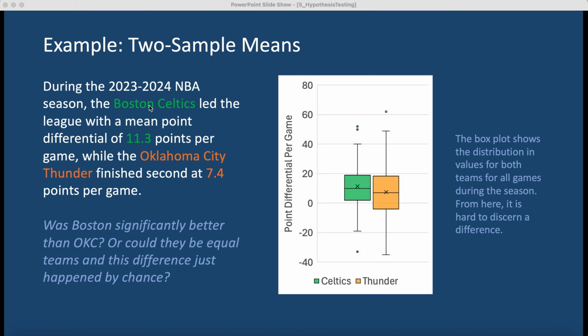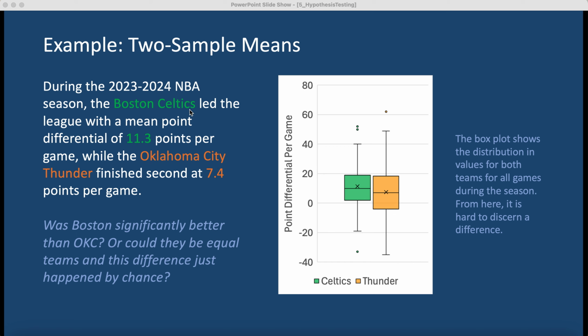And so the data we're looking at here is from the NBA. So we have the Boston Celtics and the Oklahoma City Thunder, this past season's two highest point differential teams. Point differential is the difference between that team's points and their opponent's points. So the Celtics were 11.3 points per game better than their opponents. The Oklahoma City Thunder were 7.4 points per game better than their opponents, which seems like a fairly significant margin.